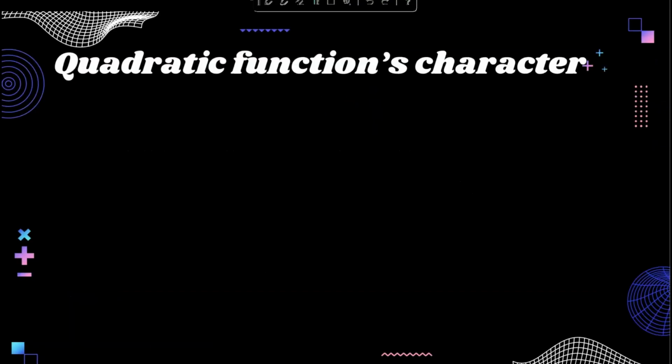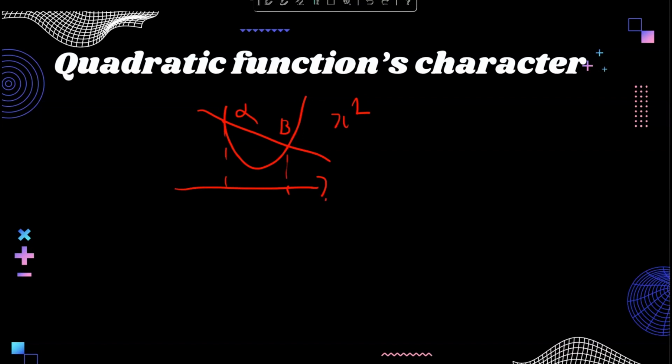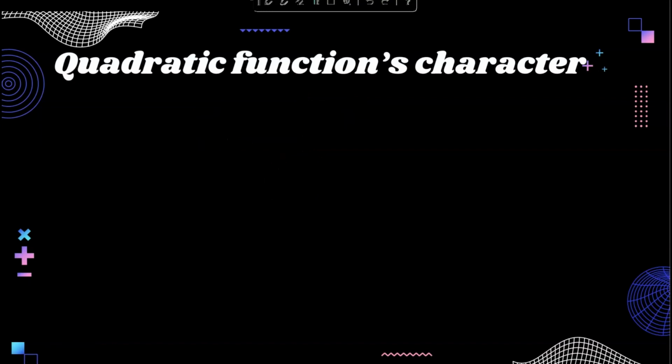Now let's go to the next slide and talk about the quadratic function's characteristics. If you have a quadratic function like x squared, and we draw a line that meets the curve at x equals alpha and beta, then when you draw a parallel line to this, let me draw it in blue, that meets the curve at only one point, this place is of course (alpha plus beta) over 2. This is the only characteristic you should know about the quadratic function.